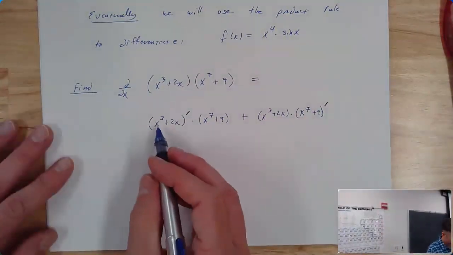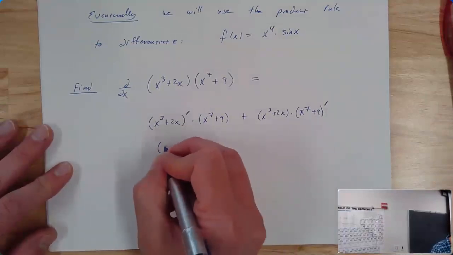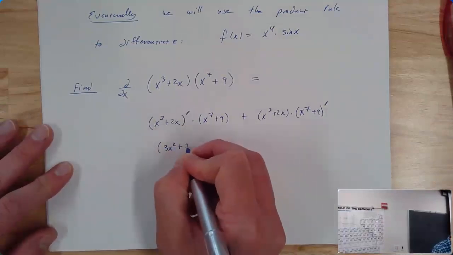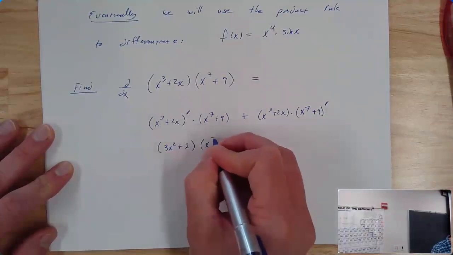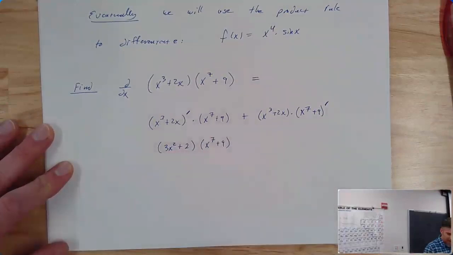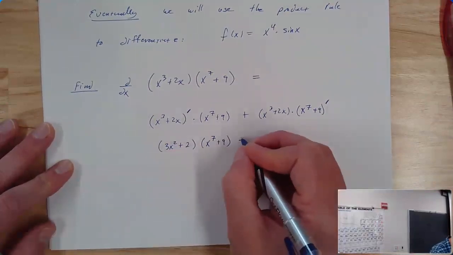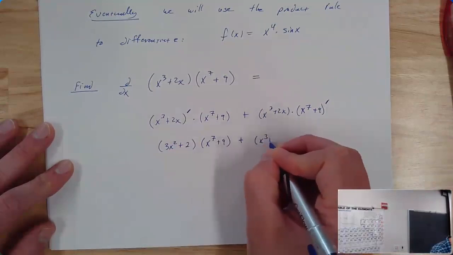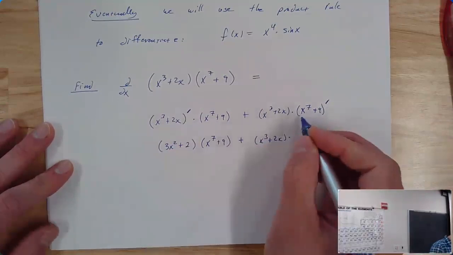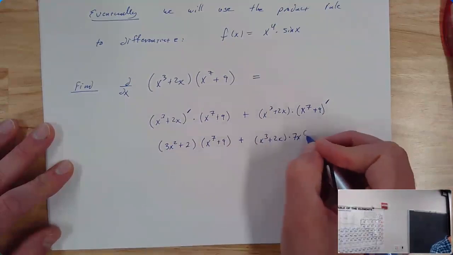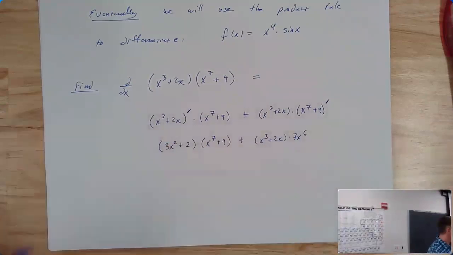So then the derivative of x cubed plus 2x is 3x squared plus 2, and x to the 7 plus 9 is x to the 7 plus 9. And then the other thing is x cubed plus 2x times the derivative of x to the 7th, which is 7x to the 6th. And then we could simplify it. The reason we're doing this is to verify to ourselves that no matter which way you do it, as long as you're correctly applying the rules, you should get the same answer.